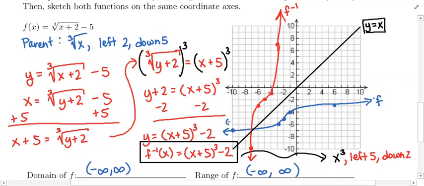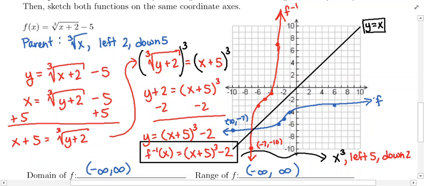Let's see here, (-10, -7) is a point on the original function. So that means if we switch x and y, we should see (-7, -10) on the graph of the inverse, and we do right here.